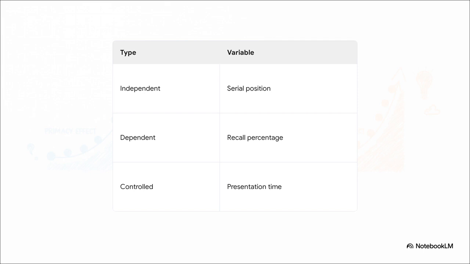But crucially, look at our controlled variables. We must strictly control the presentation time of each word, the syllabic difficulty of the words, the environmental conditions of the lab, the total recall time, and even the physical distance between the participant and the experimenter. Any variation here introduces confounding variables that will completely invalidate your data.